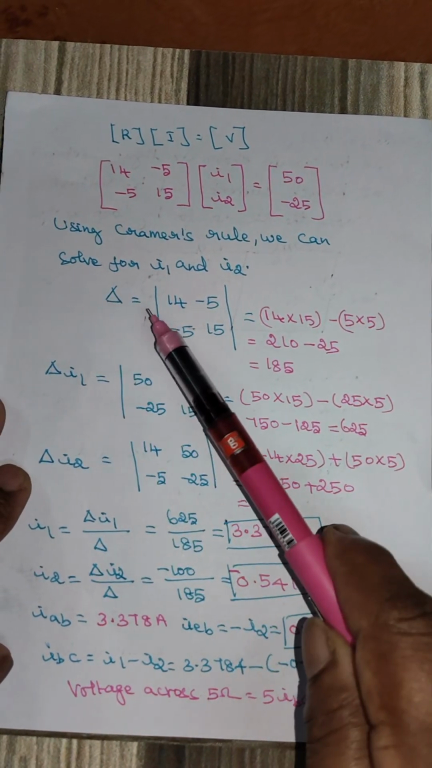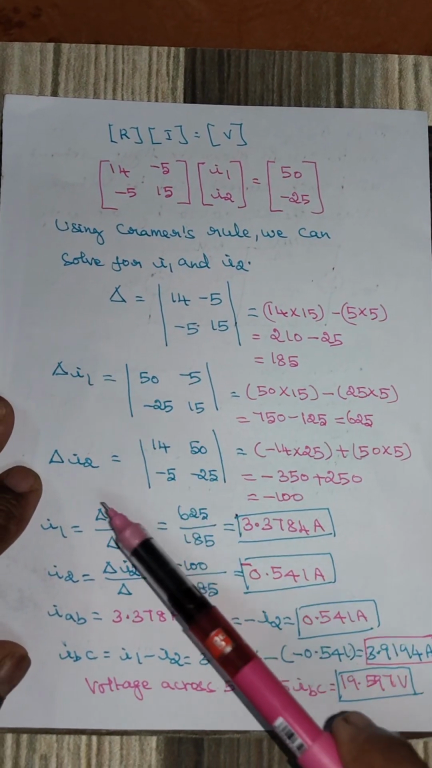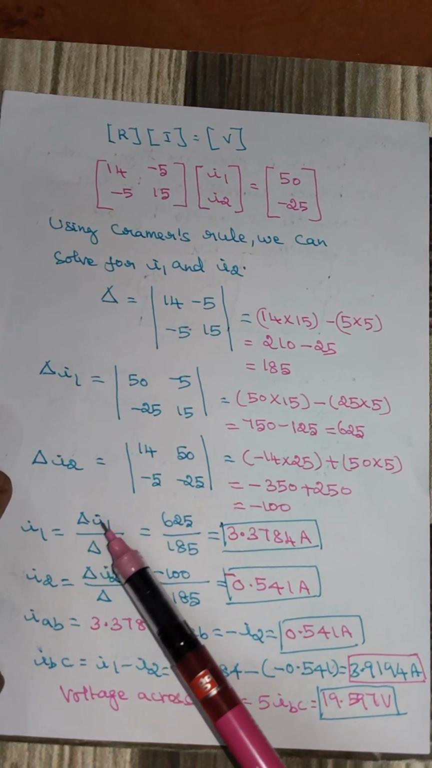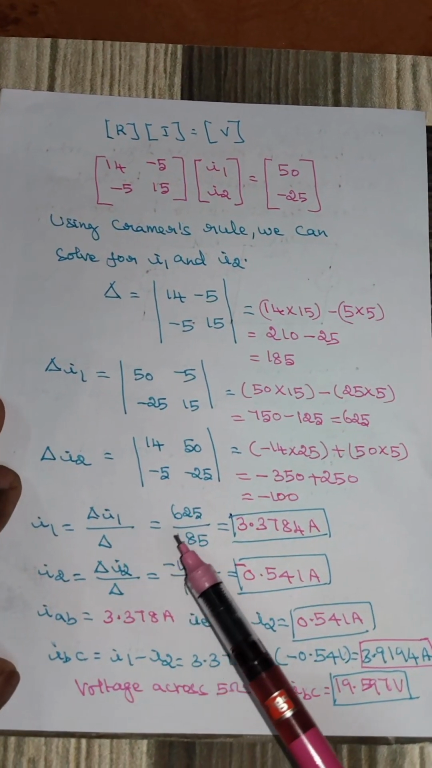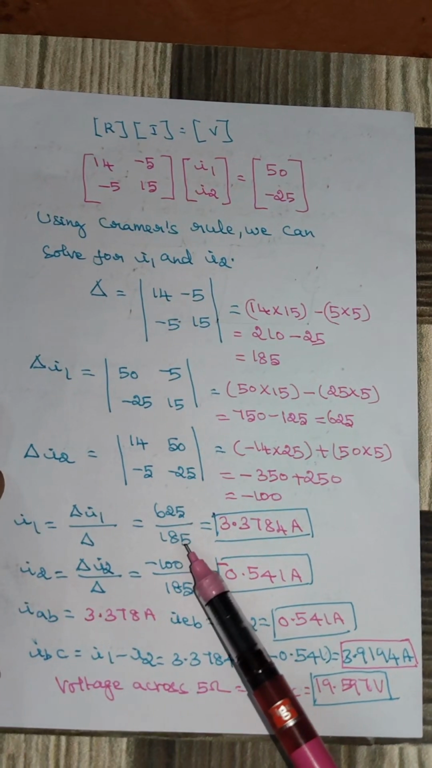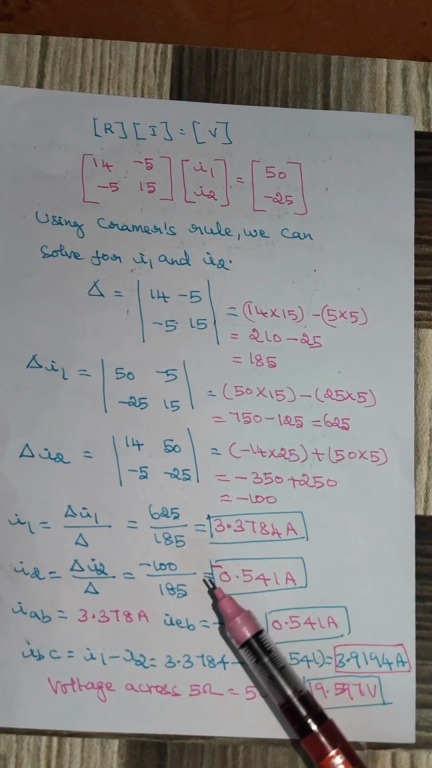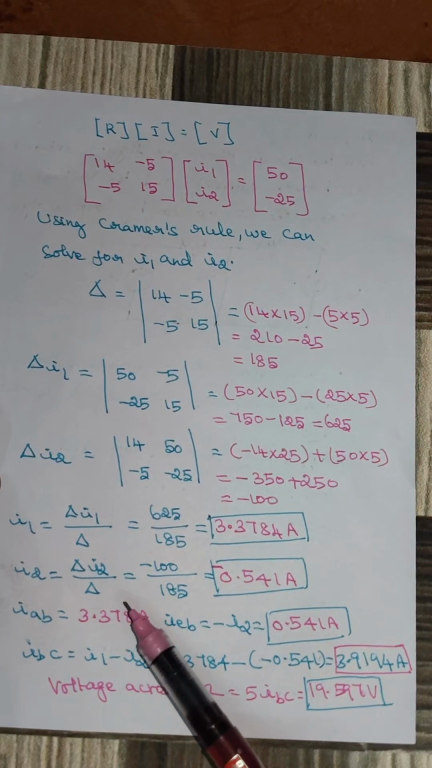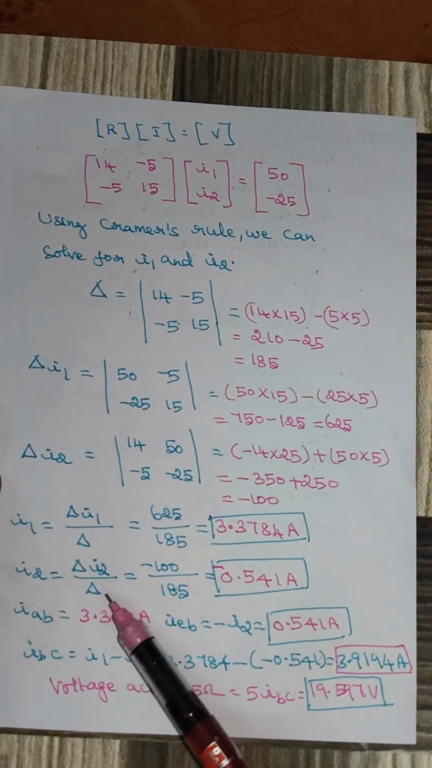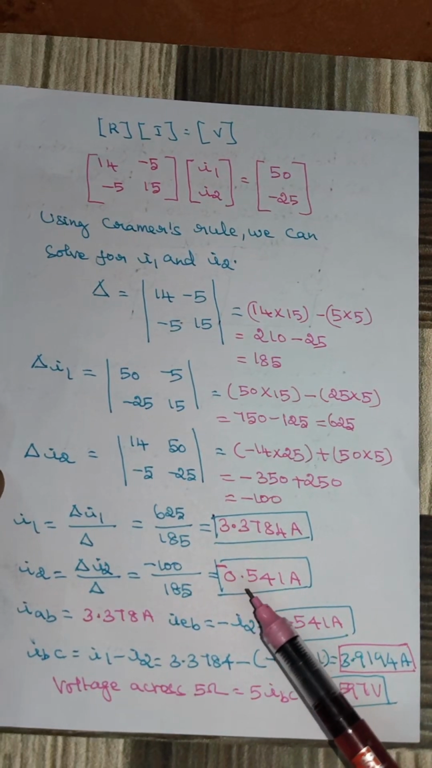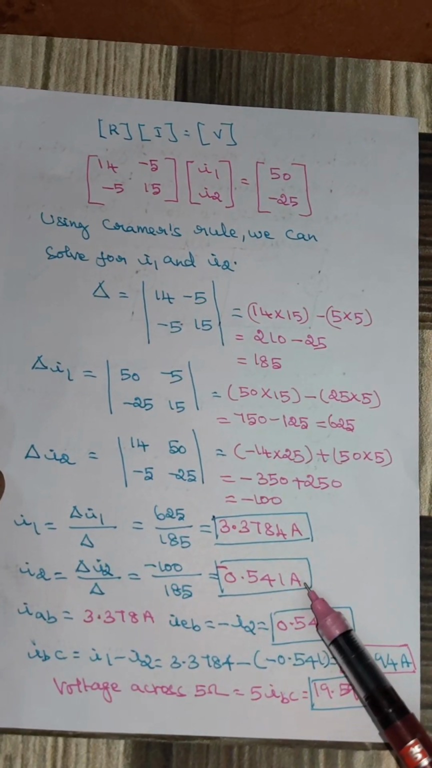Using del I1 and del I2, we can calculate I1 and I2. I1 is equal to del I1 by del, which is 625 by 185, which is 3.3784 ampere. In a similar way, I2 is del I2 by del, which is minus 100 by 185, that is minus 0.541 ampere.